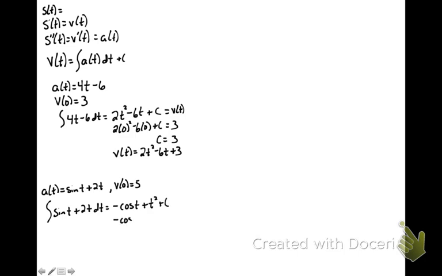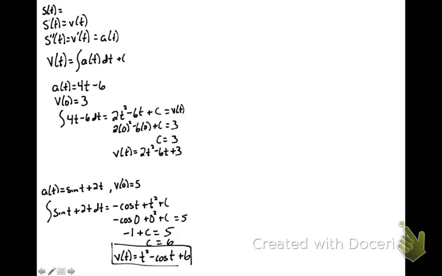And we know that when t has the value of 0, negative cosine 0 plus 0 squared plus c, then the whole thing should equal 5. Well, I know that the cosine of 0 is 1, so negative 1 plus c should equal 5, which means that c equals 6. So, in this case, my velocity function must be t squared minus the cosine of t plus 6 to make my initial condition happen.